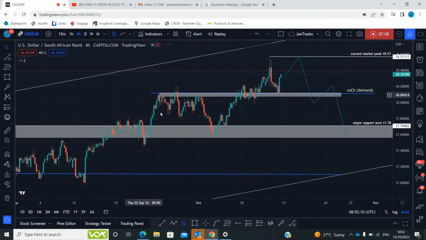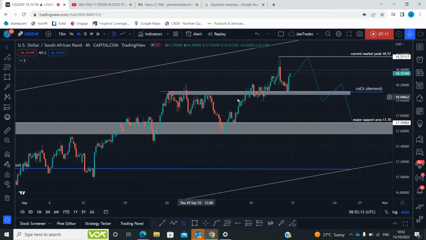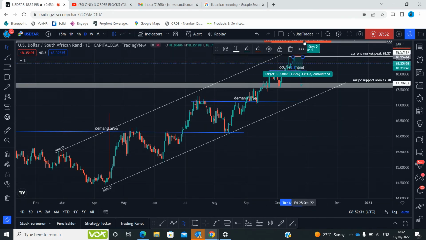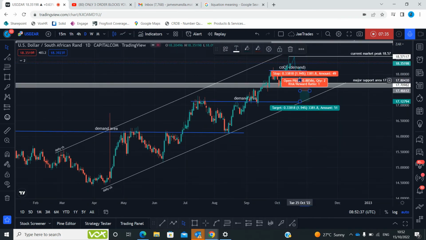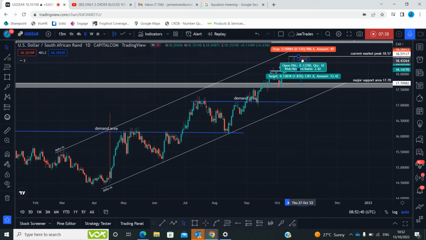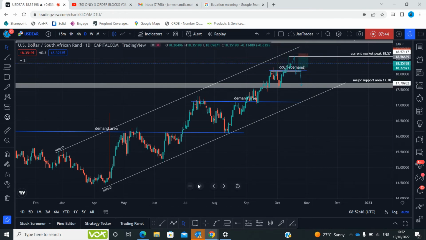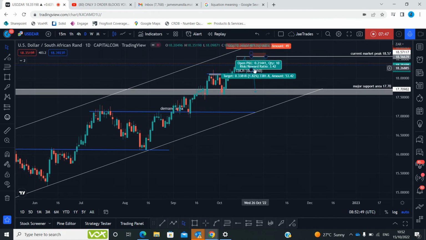Let's delve deeper into the 4 hour time frame, because we know that the structure is bullish, right? So we're looking for the market to retest its current peak, which is 18.57, right? So after the retest, we are looking to short the market. We're looking for the market to reach that area. After the market has reached the area, we'll be looking to go short, just like this here. So we'll be looking to go short to the break of structure.